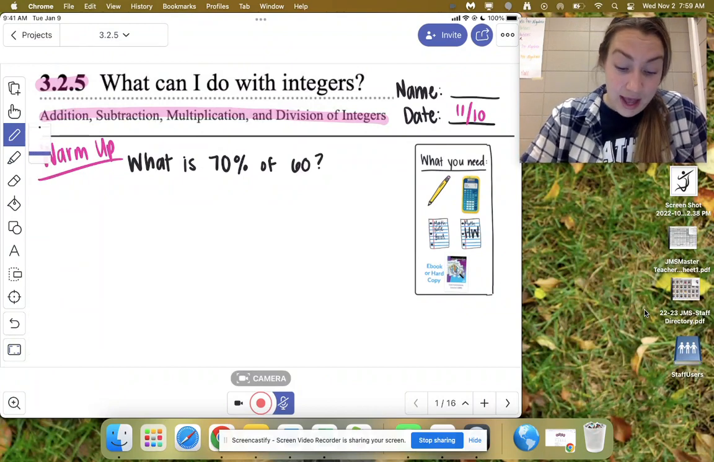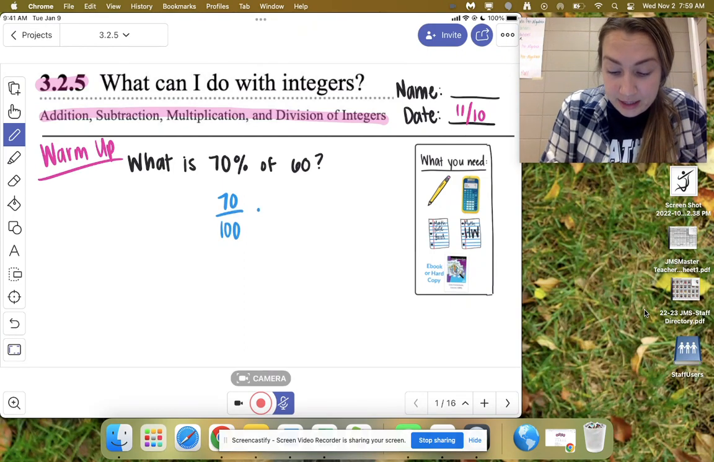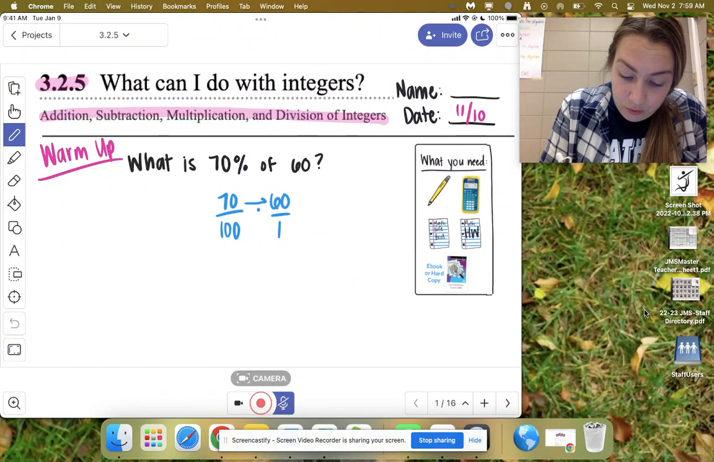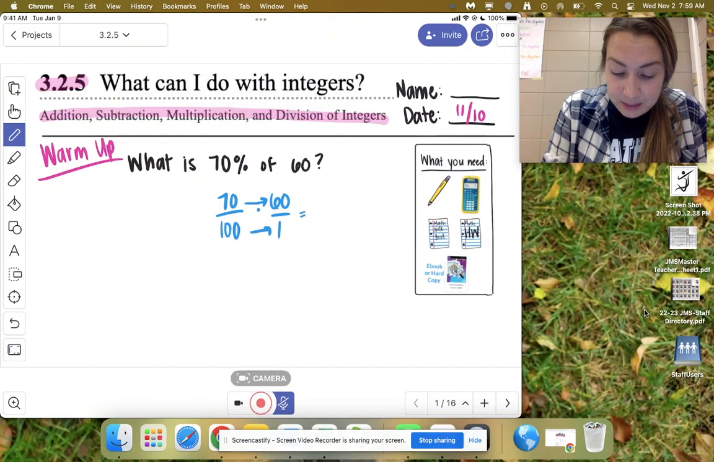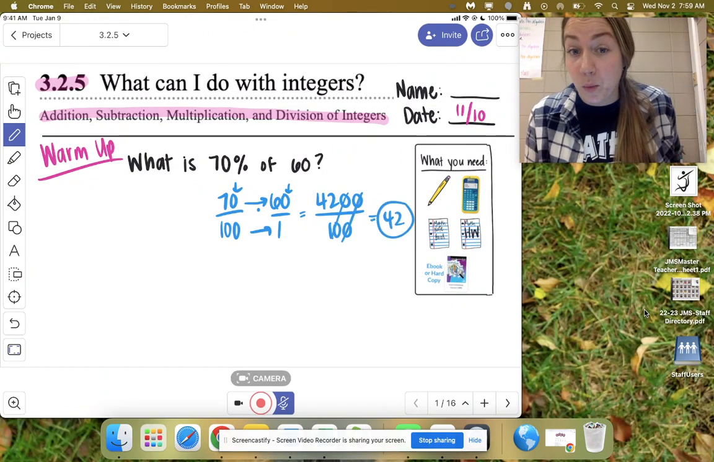Okay, so 70% of 60. 70% could be written as 70 over 100. Of is multiply, and 60 would just be 60 over 1. So you could do that. If we multiply straight across, 6 times 7 is 42, and then we have 2 zeros, one here and one here. If we divide by 100, there's a 0, so our answer is just 42. It's one way to do it.